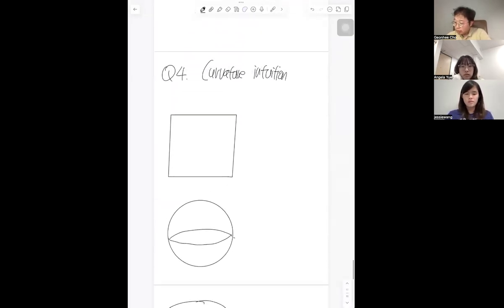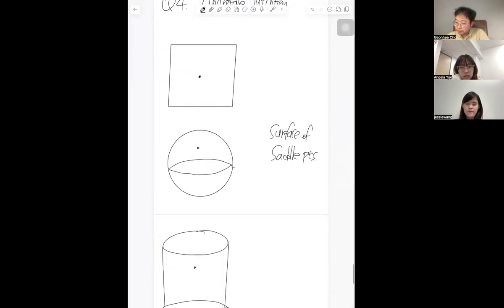Okay. I'm very bad at drawing the surface of the saddle point, but it's also a good example. You can take a look. The surface of a saddle point is kind of like a potato chip. You know what I'm talking about. So the surface of a saddle point. Choose the point.